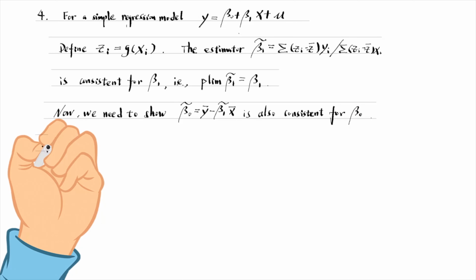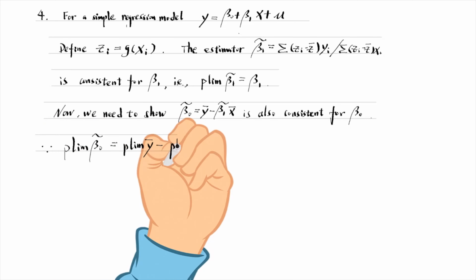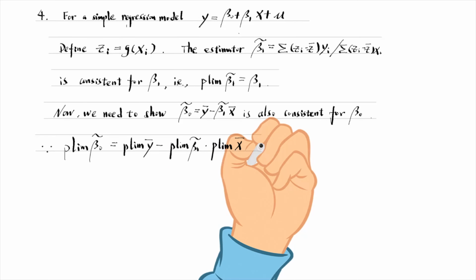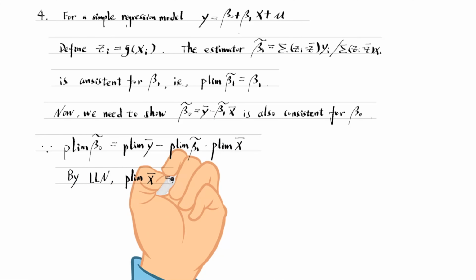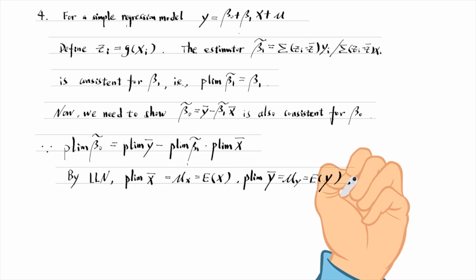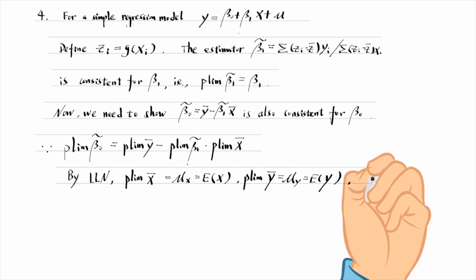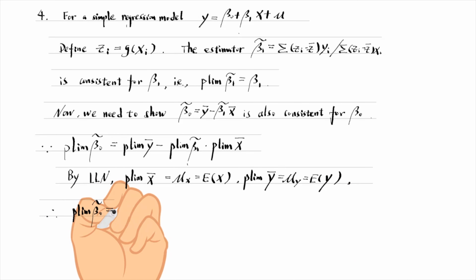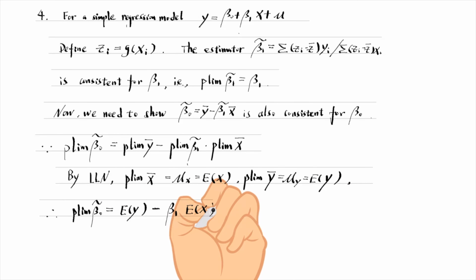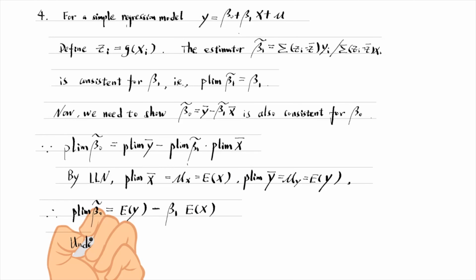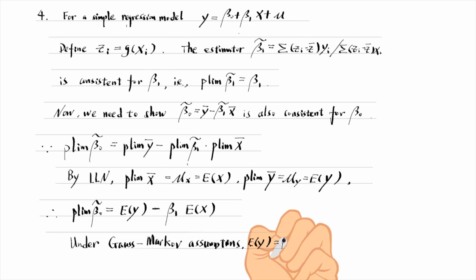As in problem number 1, we use the property of the probability limits and write the probability limit of beta 0 tilde into two terms. By the law of large numbers, the population averages, mu x and mu y, are the probability limits of the sample means of x and y. Plug them into the expression and we reach the final answer under the Gauss-Markov assumptions.